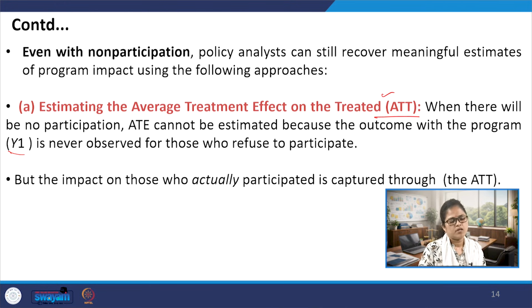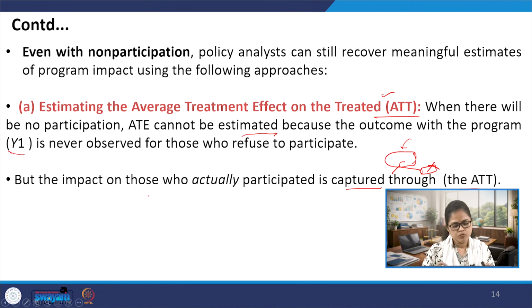So, that is the reason our ATE is not going to be estimated, or it is not sufficient to capture the impact. But the impact of those who actually participated can be captured through what is known as the average treatment effect on the treated. Those who actually participated are assigned to the treatment group and they actually participated, right. So the no-show group is not here. So the impact of those who actually participated can be captured through this ATT.